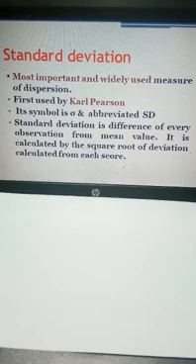Okay, so it is calculated by the square root of the deviation. We calculated all the deviations, and in the end we calculated the square root. So it is calculated by the square root of the deviation that is calculated from each score. So again, what is the definition? Standard deviation is the difference of every observation from the mean value, and it is calculated by the square root of the deviation that are calculated from each score.